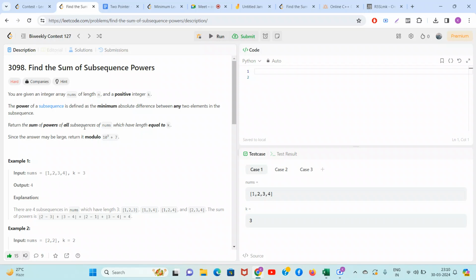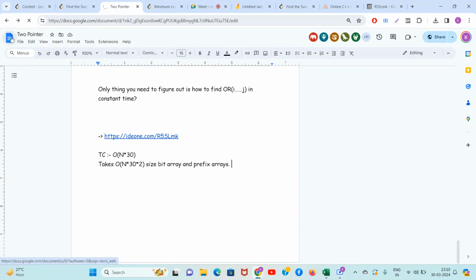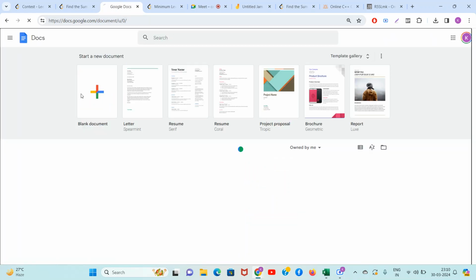Now listen to me carefully. You are given an array nums of length n and a positive integer k. The power of a subsequence is defined as the minimum absolute difference. We now need to solve this problem. Somehow we need to solve this problem, okay?